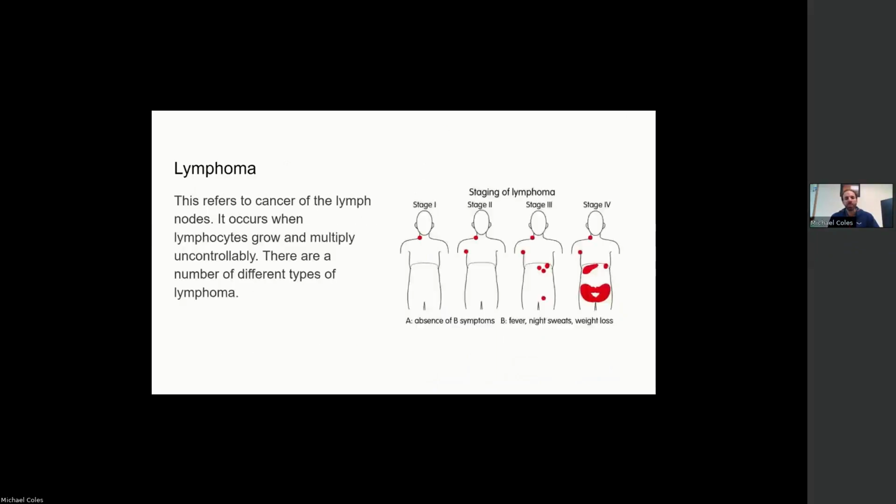And then lymphoma refers to cancer. So anything with OMA attached to it is going to be something dealing with cancer. And this starts with a cancerous thing in the lymph node, in the neck and cervical area, and then it'll spread around the body. And then stage 4, it's pretty bad.